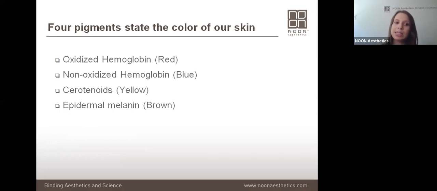The first one is the oxidized hemoglobin, which are the red blood cells carrying the oxygen. This gives us the reddish color. We also have the non-oxidized hemoglobin, which gives us the blue color. These are the red blood cells not carrying any oxygen. The third one is the carotenoids, which gives us the yellow pigment. And our guest of honor today is the melanin, which is brown.